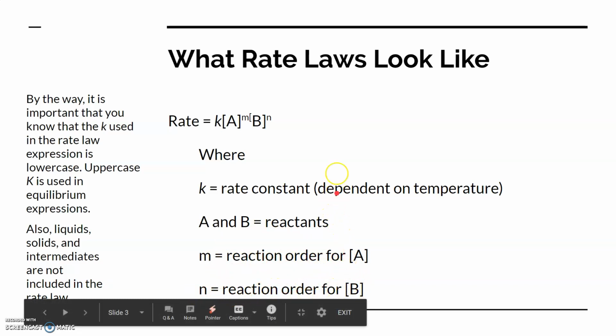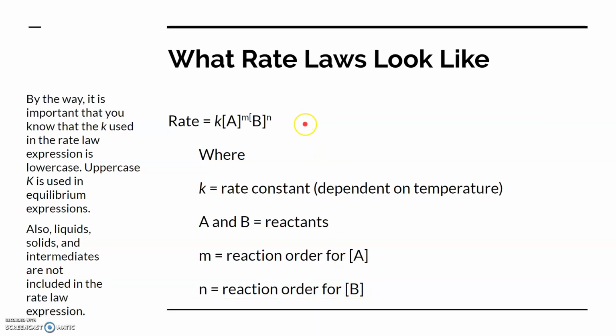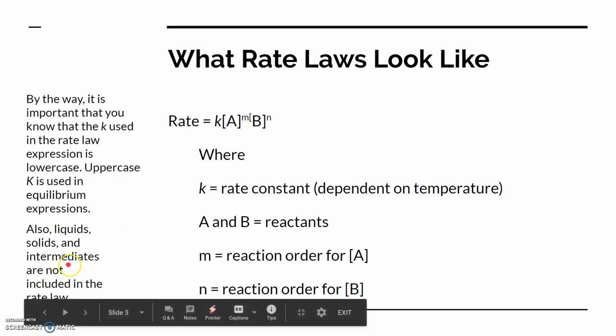It is very important to know that rate laws are experimentally determined. That means that they can only be determined based on experimental data. They cannot be predicted. That is a very important thing to understand. Also, liquids, solids, and intermediates are not included in the rate law expression. We'll talk about this last one later in the presentation.